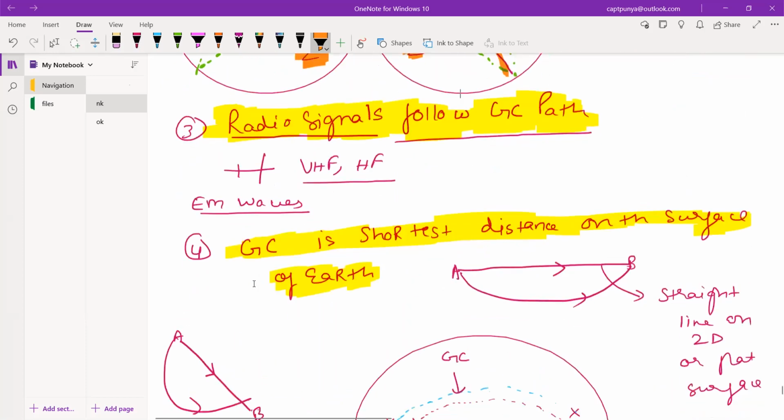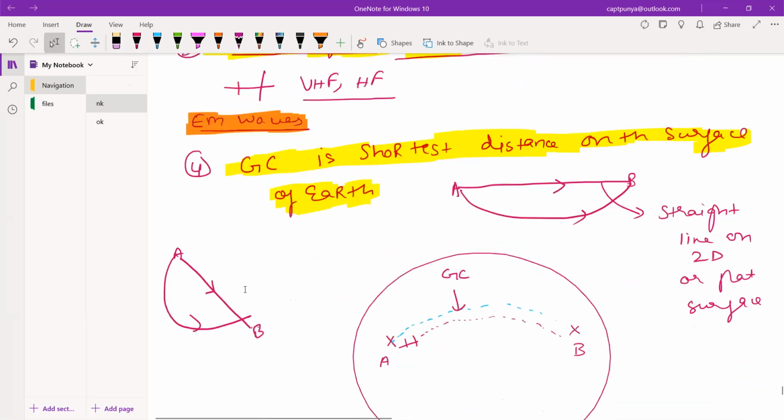Now guys, another point which we discussed is that your radio signal, in your aircraft you have radio, right? You have VHF, you have HF communication. So they basically have electromagnetic waves. So these waves, or you can say radio signal, they follow your great circle path on the surface of the earth. And guys, the earth is circular, it is a hemisphere, it is a ball, it is not a flat surface. So don't imagine that we are going in a straight line.